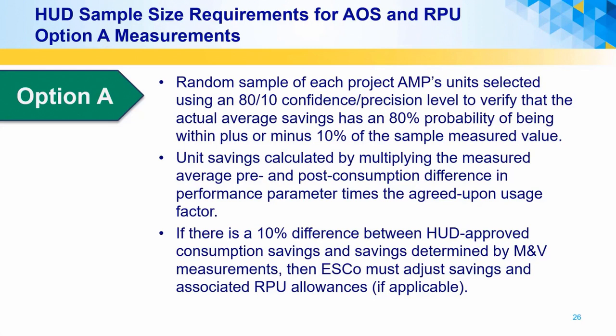The confidence interval defined by the plus or minus 10% of the savings point estimate is called the precision level. When these sample performance measures are taken, if there is a 10% difference between the HUD approved consumption savings and the measured savings determined by the ESCo measurements, then the ESCo will be required to adjust the savings to reflect the current measured values.